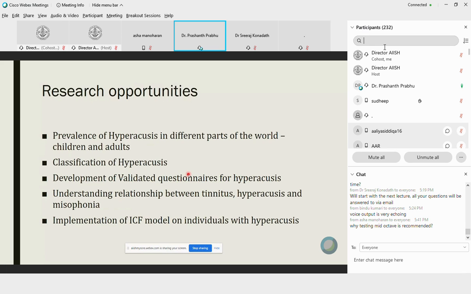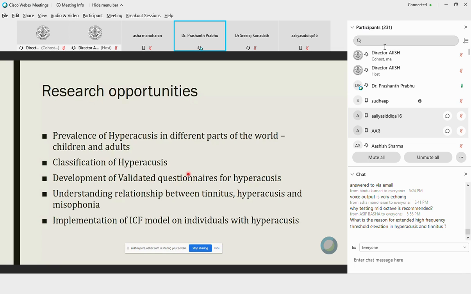So this is my last slide. There are a lot of research opportunities for youngsters who are students and also who are working in clinics. So try doing case studies or compilation of studies with respect to hyperacusis. There's a dire need to study the prevalence of hyperacusis in different parts of the world, in India and abroad, and especially in children and adults, to know how prevalent hyperacusis is.